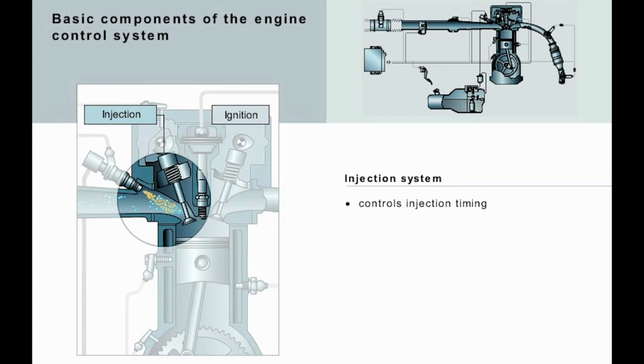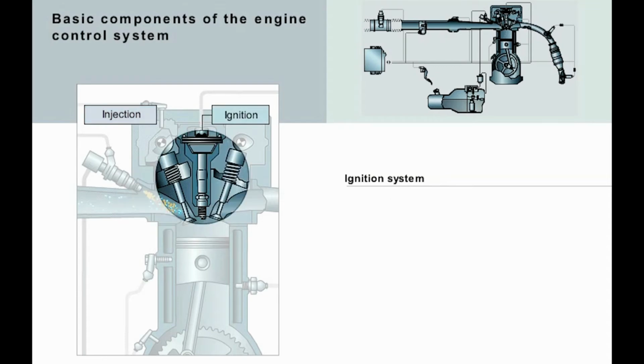The first component of electronic engine control, the injection system, ensures the correct time of injection in relation to the supplied air mass, and regulates the amount of fuel for the duration of the injection. The second component of the engine control system is the ignition system, the system which is responsible for igniting the mixture of petrol and air in the combustion chamber.